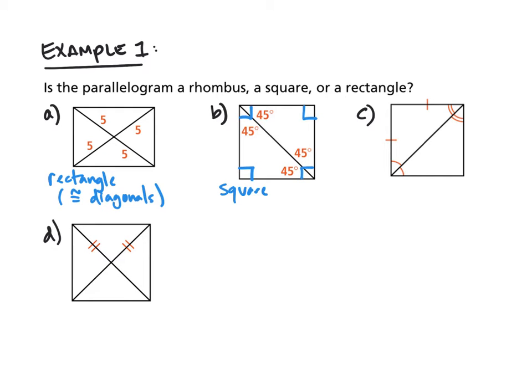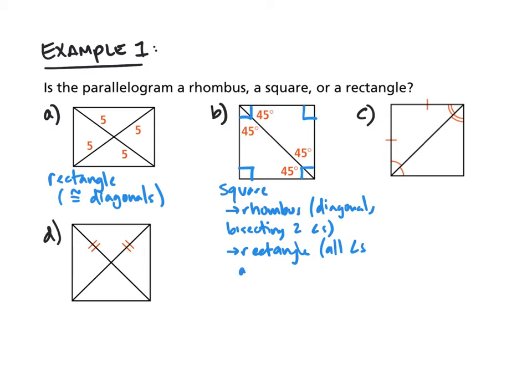Okay, it's a square because it's a rhombus with the diagonals bisecting two angles, and it is a rectangle because all angles are 90 degrees. So we've shown that it's both a rhombus and a rectangle, meaning that it's going to be a square.